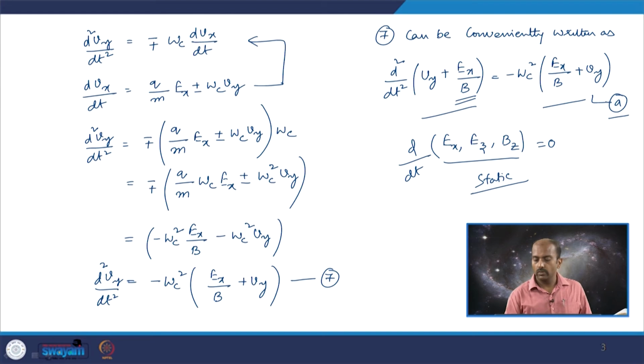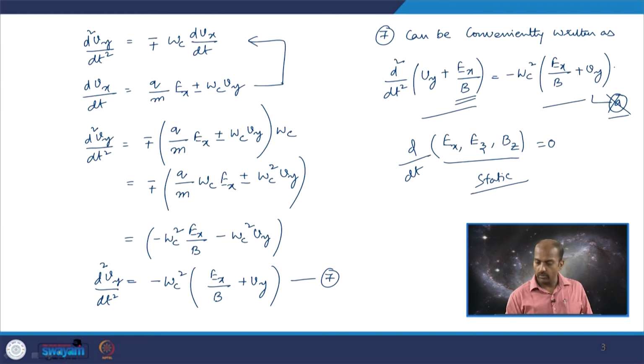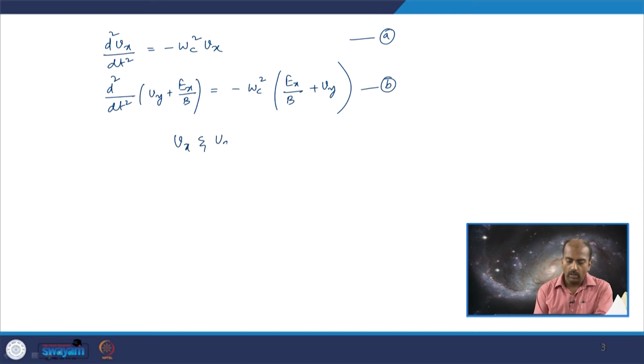So, this is not required. This could have been called equation number 8. Sorry for that. Now, let us look at these two equations and try to understand what they are trying to convey. What is the first thing that you notice about these two equations? The first thing is that they are second order differential equations, and their solution will be Vx and Vy with respect to time.